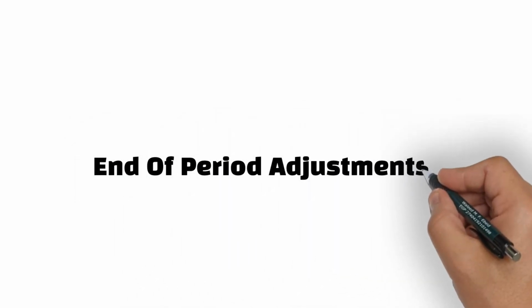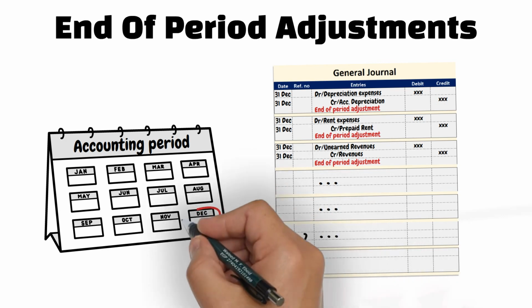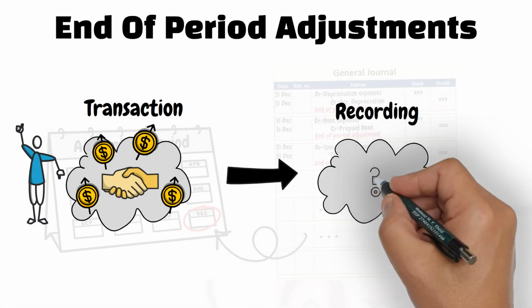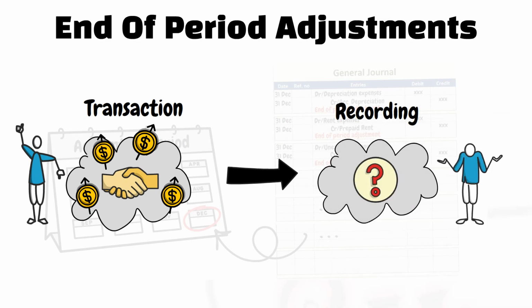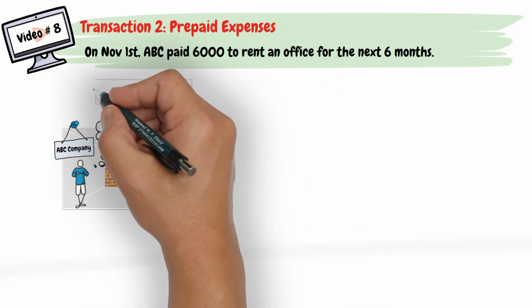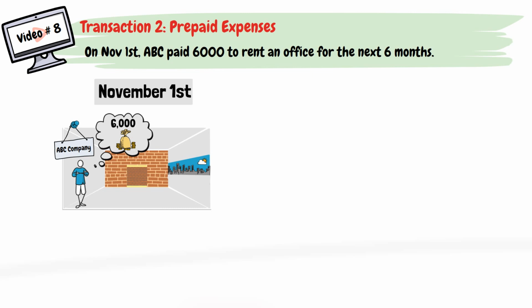End-of-period adjustments are journal entries made at the end of an accounting period, to update the accounts for transactions or events that occurred but were not recorded. For example, in video number 8 of this series, ABC Company paid $6,000 on November 1st for renting an office for the next 6 months.